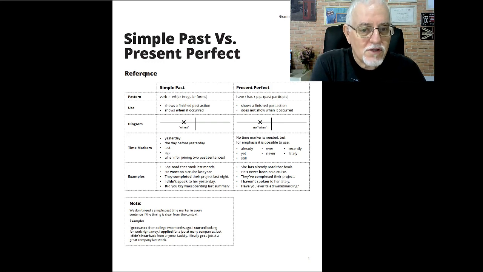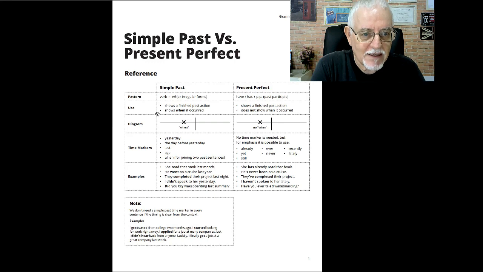Well, we use the simple past, as one would expect, to show a finished past action. We also use the present perfect tense to show a finished past action. The difference between the two is simply this. The simple past shows when the past action occurred, and the present perfect does not show when it occurred.